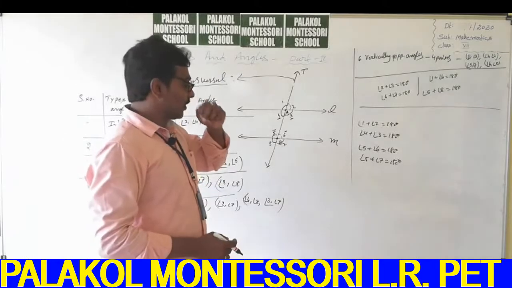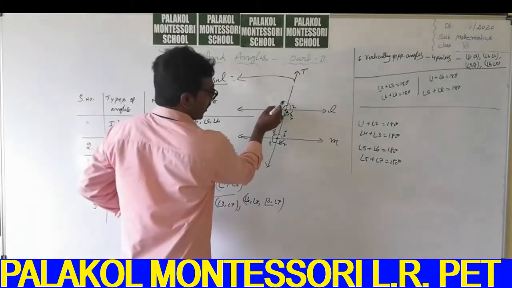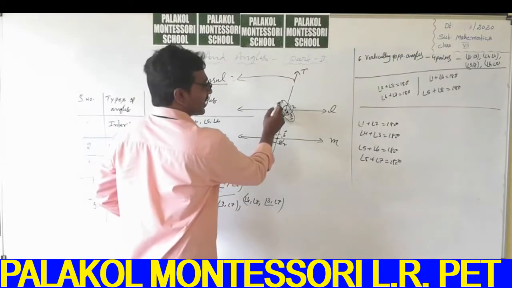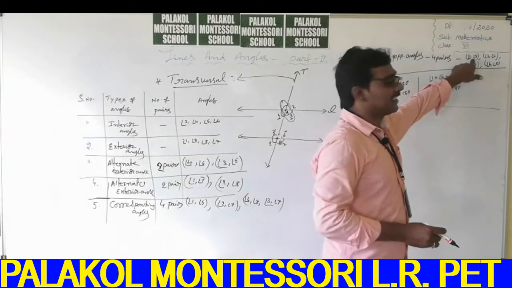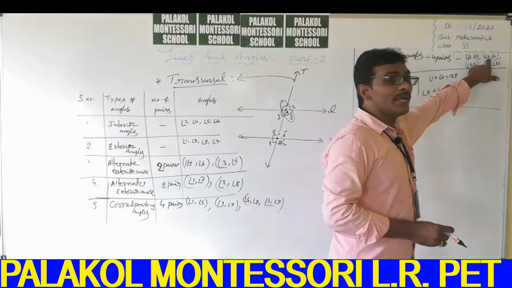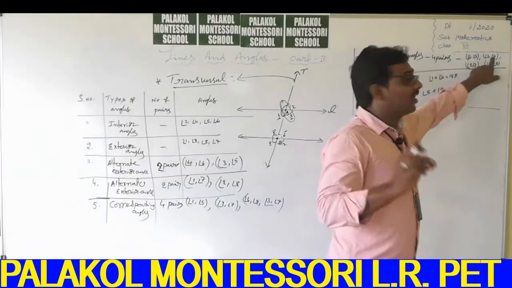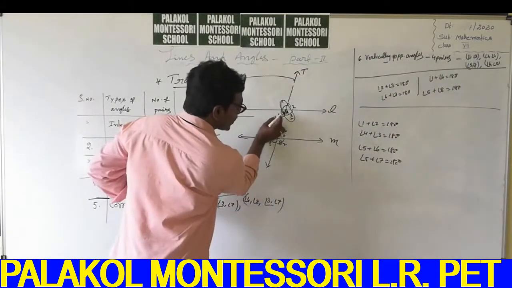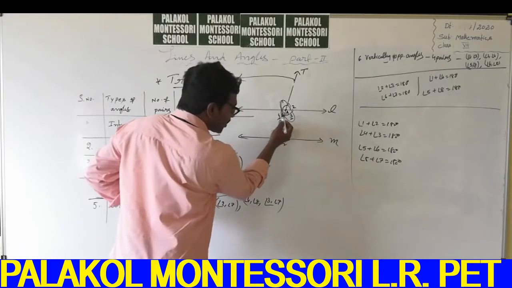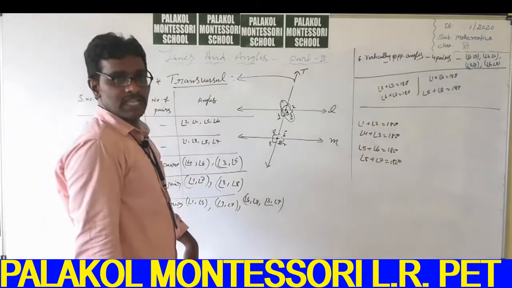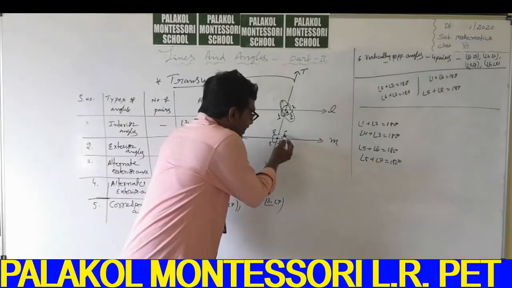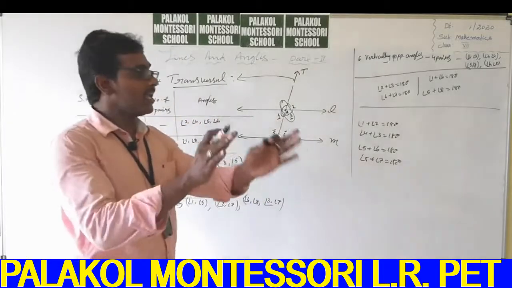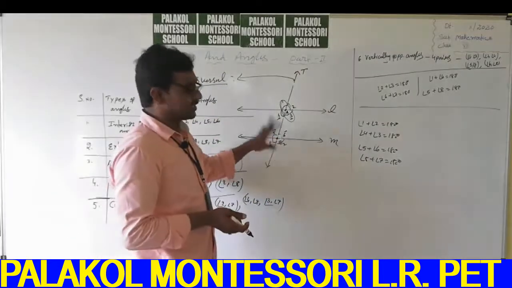Okay, next one, see, vertically opposite angles are equal. That means angle 1 is equal to angle 3. Angle 2 is equal to angle 4. Why? Vertically opposite angles are equal. Angle 1 is equal to angle 3. Angle 2 is equal to angle 4. Same like that in this case, angle 6 equals angle 8. Angle 5 equals angle 7. Those are vertically opposite angles.